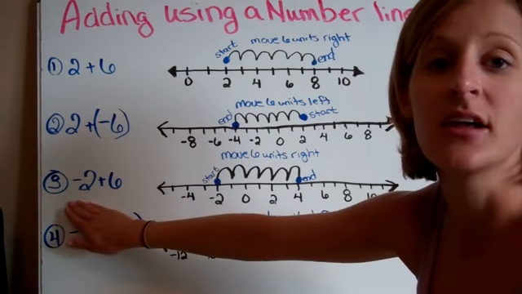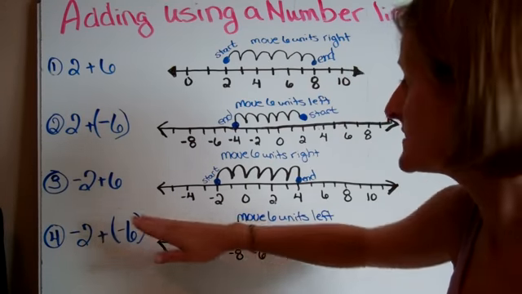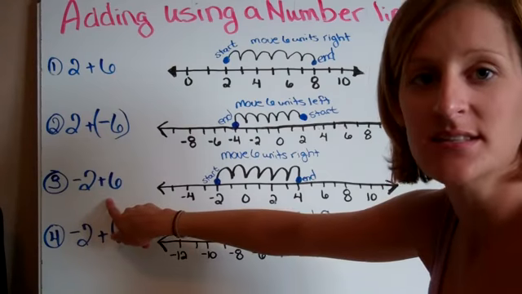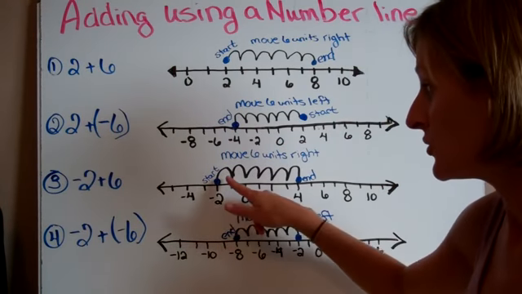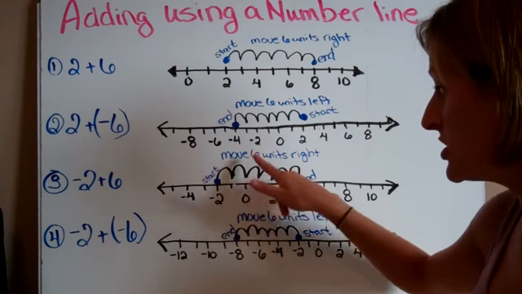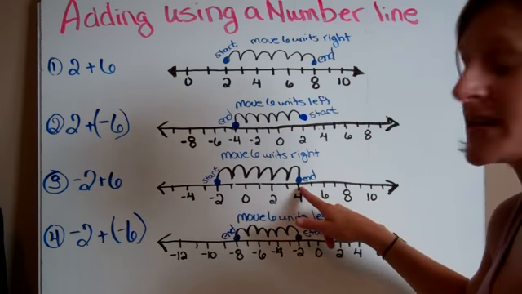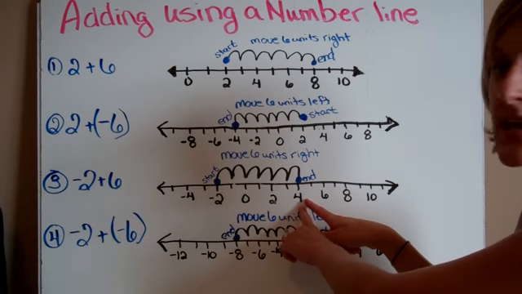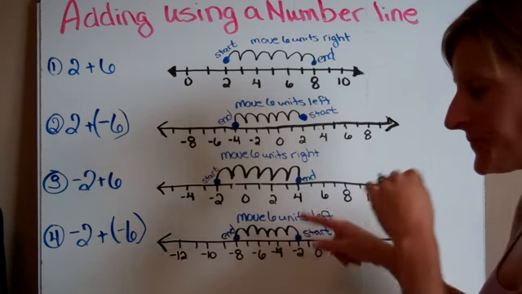Now what if I have a negative 2 plus a positive 6? Well, in that case, I'm going to start at negative 2. This 6 is positive, so I'm going to go right 6 from that negative 2. Start here and I go 1, 2, 3, 4, 5, 6, and I end. My answer is going to be 4 because that is 6 places from negative 2.